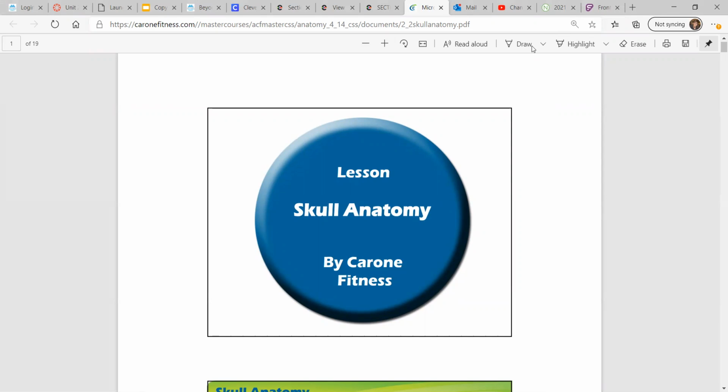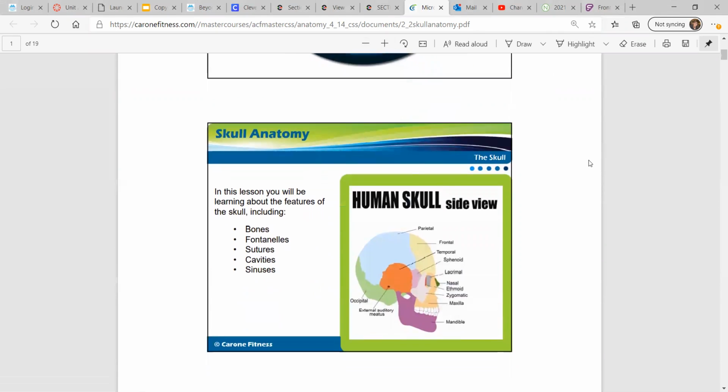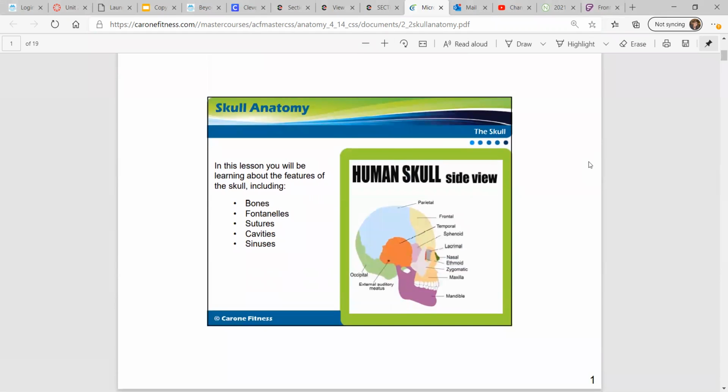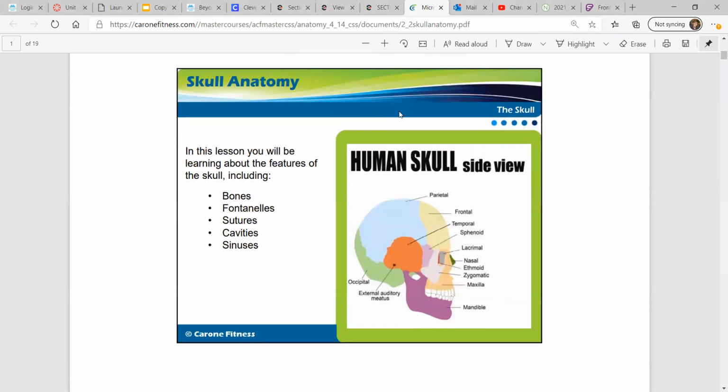And today we're going to look at skull anatomy. So this will be fun. We're looking at the human skull, and here we have a nice side view. Let's zoom in even more, get a better look. There we go. So we're going to learn about bones, fontanelles, sutures, cavities, and sinuses all within your head. Good stuff.